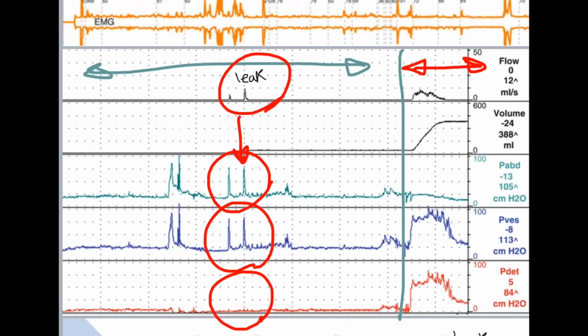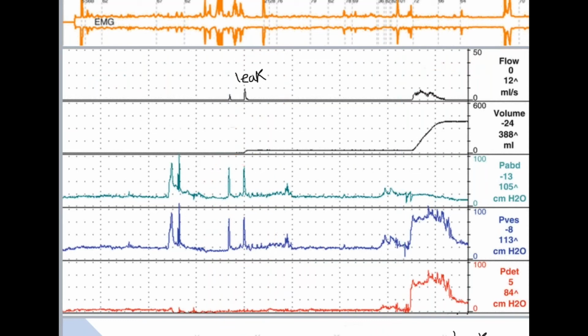It's very easy. So again, when you look at this, you have to find where is the filling phase, and whether there is any leak during the filling phase. Yes. Why did this happen? Go down. Is there anything in the P detrusor? No. Then this is stress incontinence. So let's see another one.